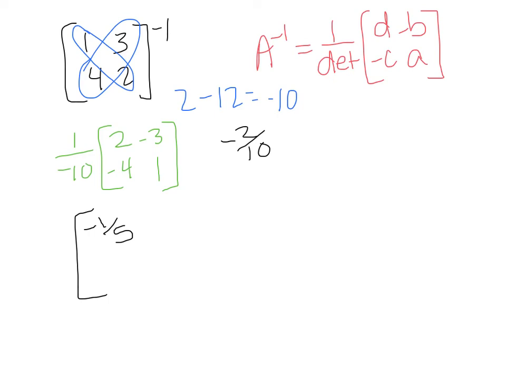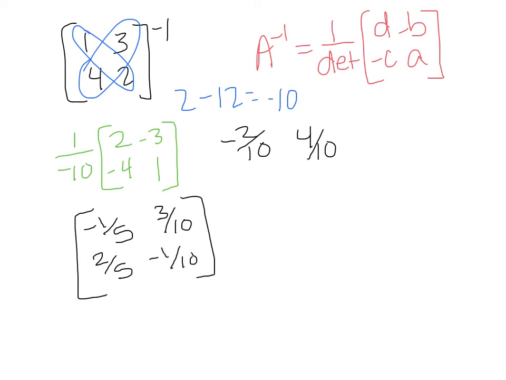Now the next one is negative 1/10 times negative 3, which is positive 3/10. Can't simplify that. Then we have negative 1/10 times negative 4, which is 4/10. 4/10 is 2/5. And then we're going to have negative 1/10 times 1, which is just negative 1/10. And that is our inverse.